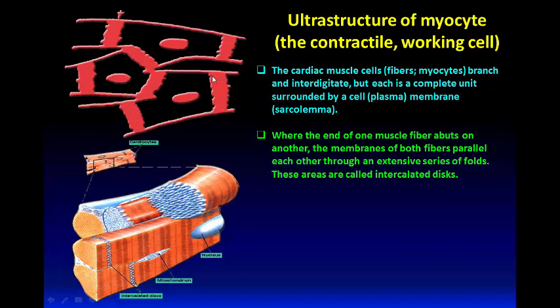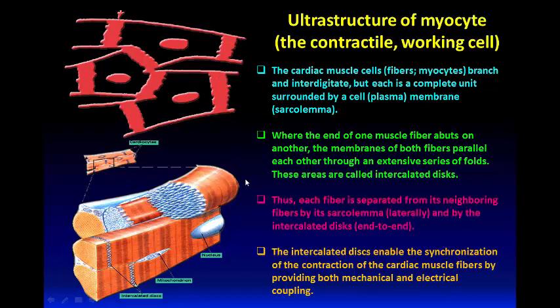And this is the sarcolemma of this fiber, and this is the sarcolemma of the other cardiac muscle cell or fiber. Thus, each cardiac muscle fiber is separated from its neighboring fibers by its sarcolemma laterally and by the intercalated discs end to end. The intercalated discs are important because they enable the synchronization of the contraction of the cardiac muscle fibers by providing both mechanical and electrical coupling.